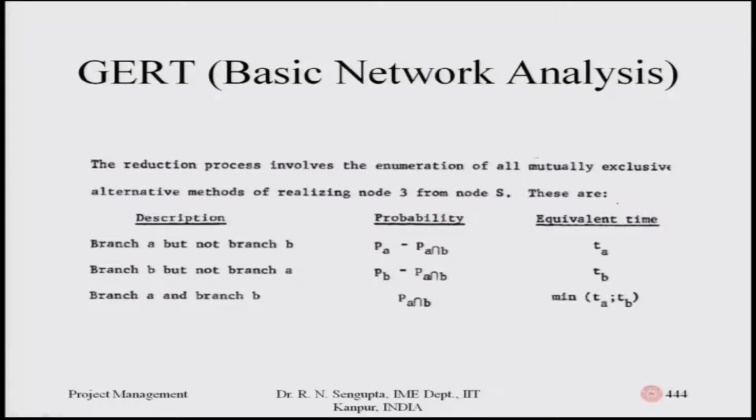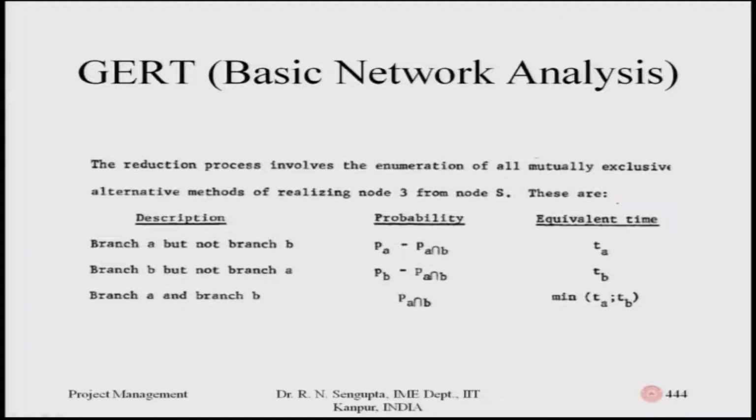So, these mutually exclusive alternative methods, when we enumerate them, are like this. First I will read and explain the description in the first column, then I will go to the probability and then the equivalent time. So, branch A, but not branch B is taken. Second one is branch B, but not branch A is taken, and the third one is branch A and branch B is taken. Now, when I am speaking these words, have a detailed look at the second column, that will make sense.